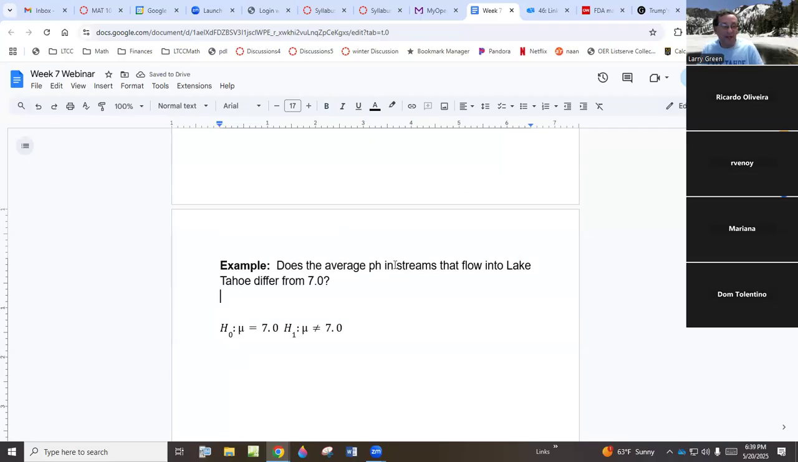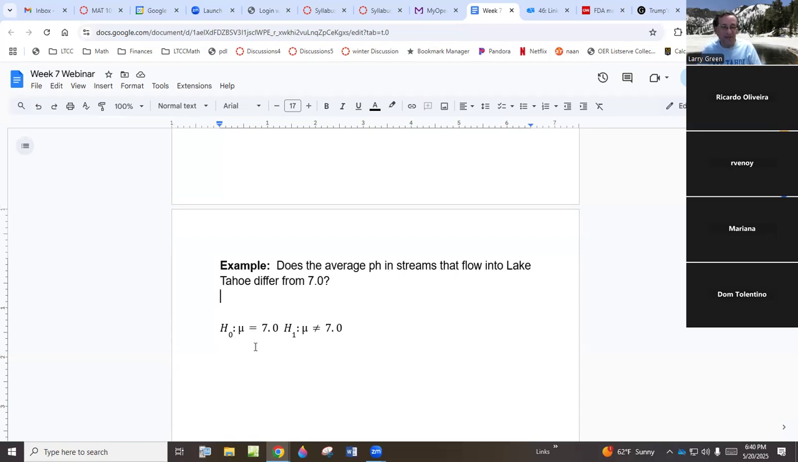So H naught. By the way, the pH that I got when I put the little pH meter into Meeks Bay water was 7.1. Notice that it's not a yes or no, it's a number. Whereas with vaccination, you either get COVID or you don't get COVID. Does that make sense? So that was a test of proportions. Here the data is quantitative. So this is a test for a population mean, not for a population proportion.